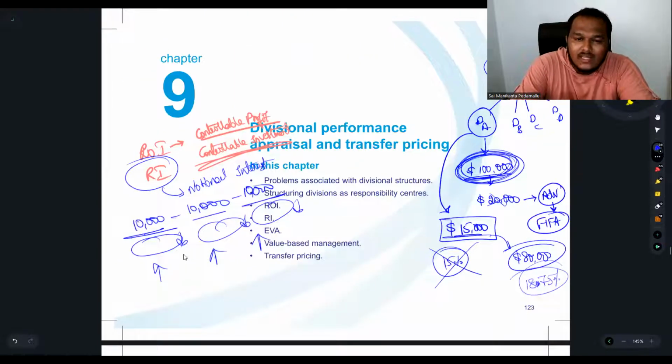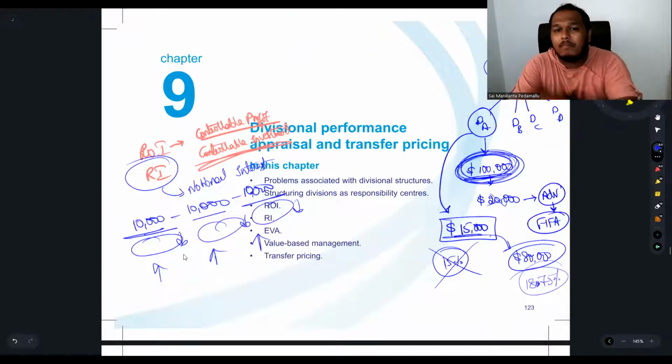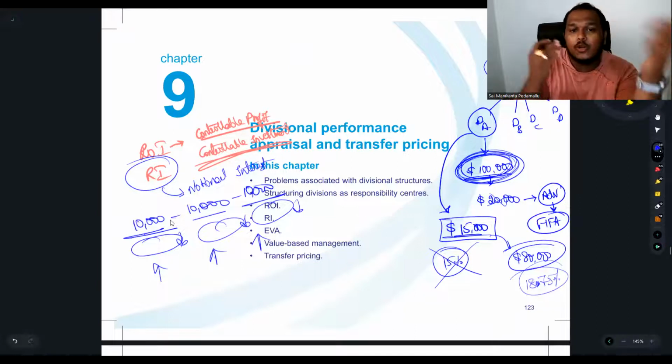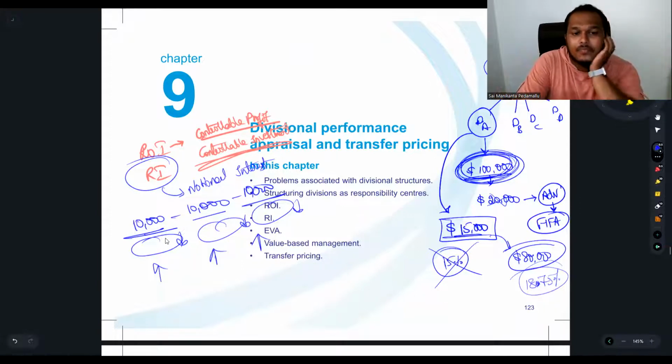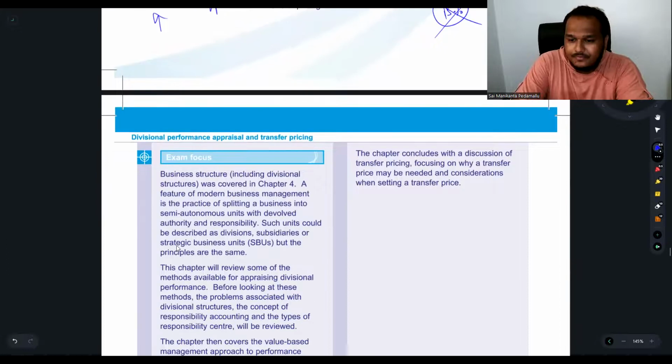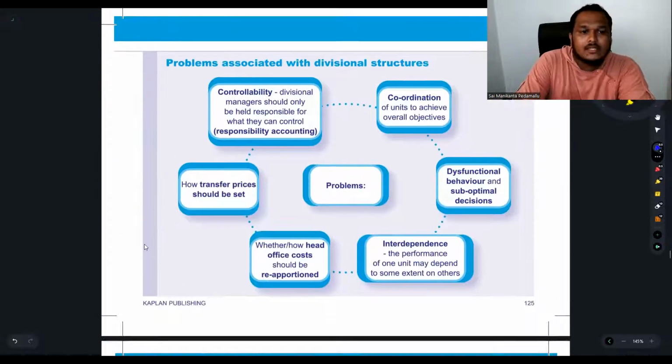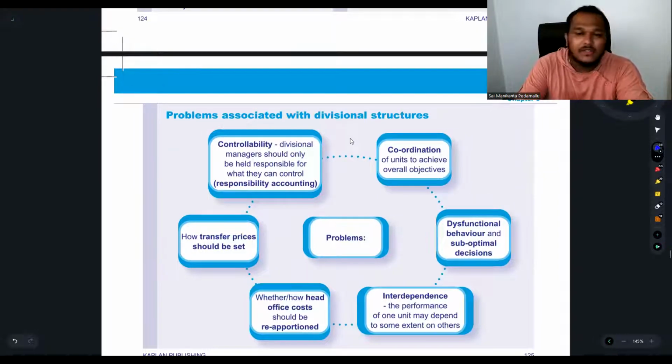But the problem with RI is it's an absolute number, so you cannot compare one company's RI with another company's RI. But ROI, return on investment, is a percentage, so you can compare company to company. Are you all following this, sir? Yep. Very good. Nice. So those are the problems associated with the divisional structure.